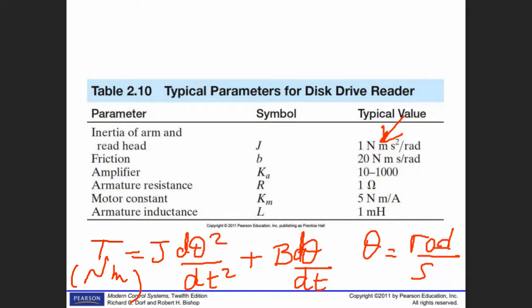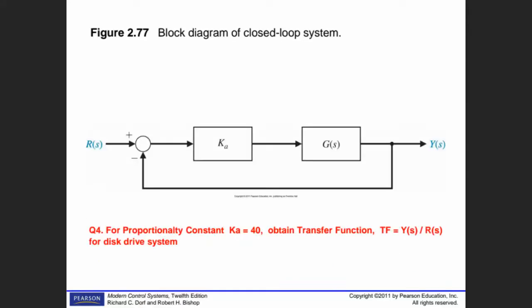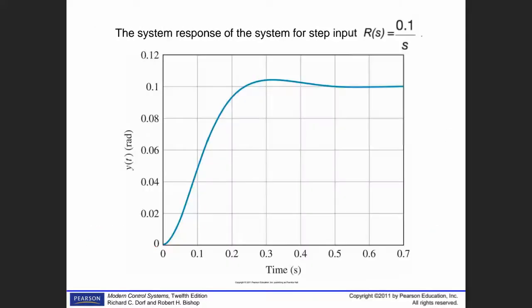When you solve this differential equation, so this is the system. Just for proportionality constant K equals 40, obtain transfer function Y(s) over R(s) for disk drive system. The response is going to be, I may come back to this home assignment when we solve the second order differential equations. This is a typical good response.